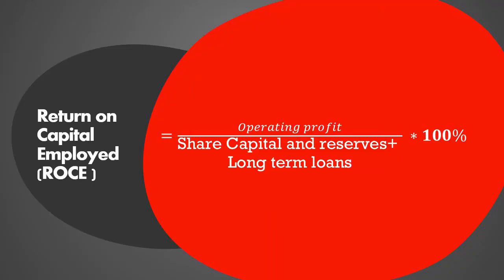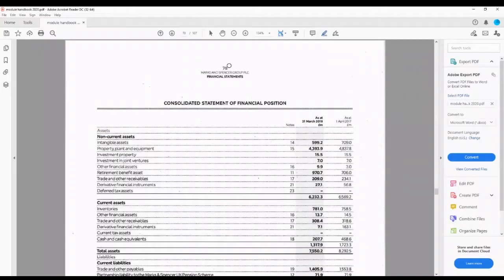So that is one figure which we needed for our formula. The next thing which we need to look at is share capital and reserves, and long-term borrowings or long-term loans. These two figures are available in the balance sheet. So I'll go to my next page, which is the balance sheet or statement of financial position.